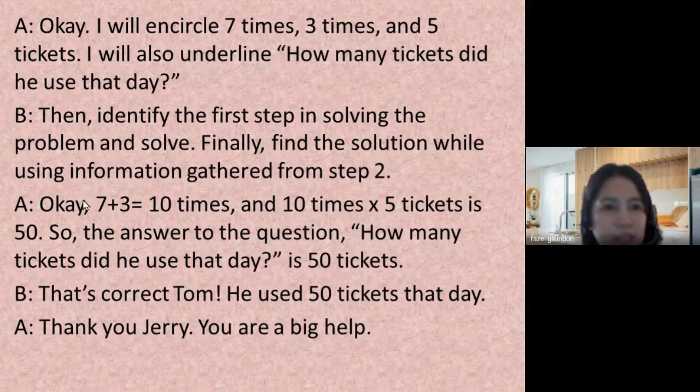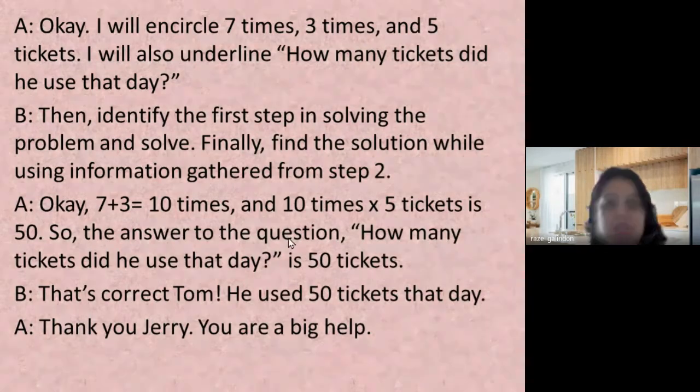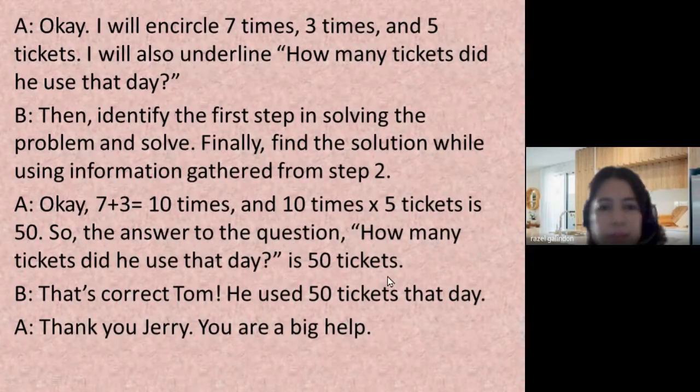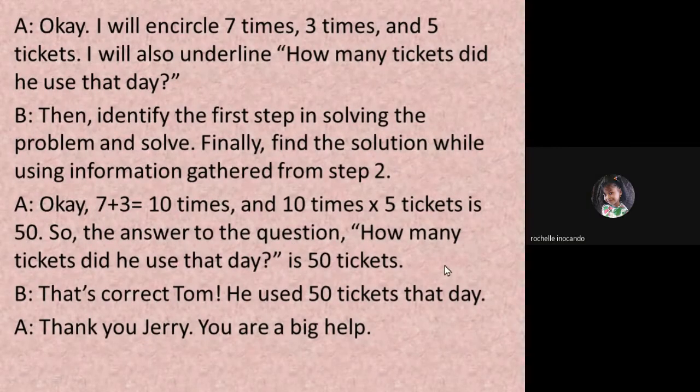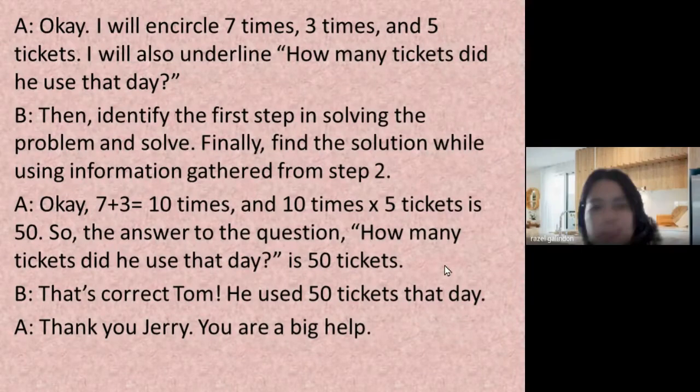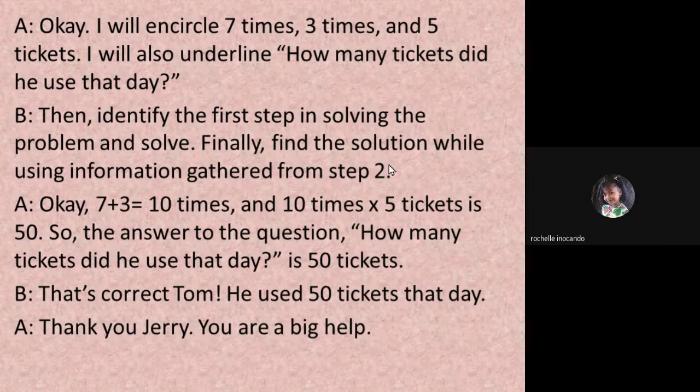How about on the third line here? Okay, 7 plus 3 equals 10, and 10 times 5 tickets is 50. So do we have an imperative sentence here? Wala po. No. Okay. So what type of sentence can you see here in this line? Declarative po.